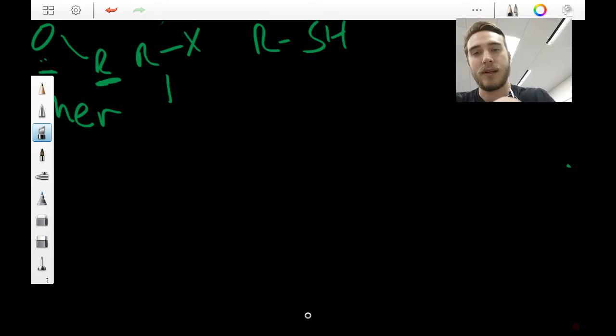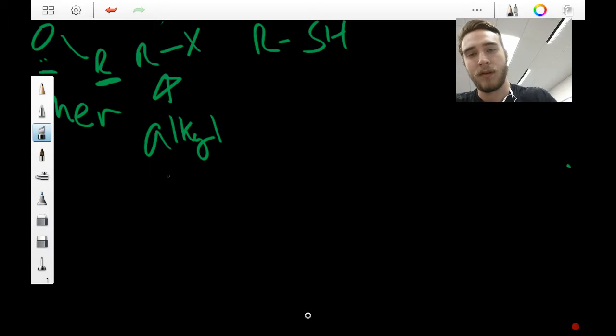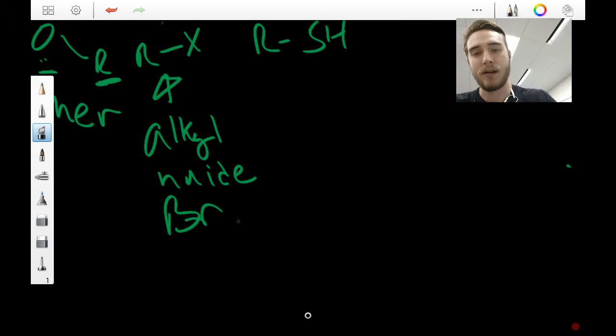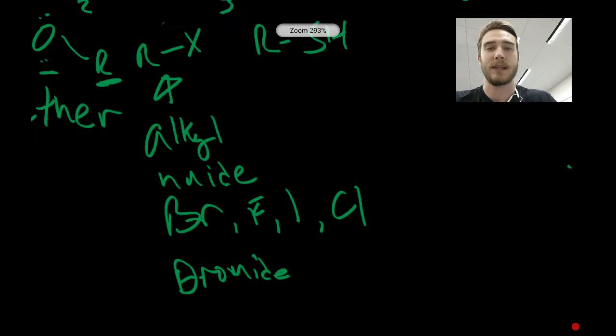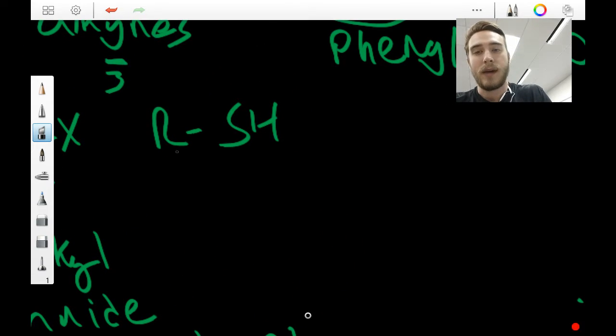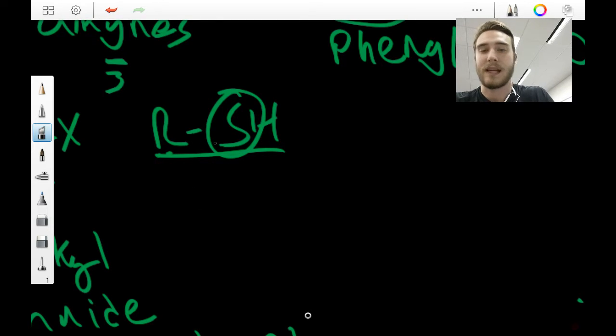We call this right here alkyl halides. So our X could mean any halide such as bromine, fluorine, iodine, chlorine, anything like that. We would call it a bromide, fluoride, iodide, chloride, something like that. And finally, we have this guy right here. It's like an alcohol, but because there's an S, I'm sorry, we call it a thiol.